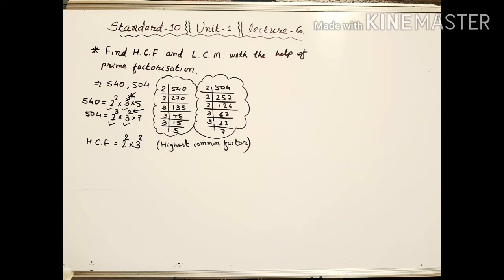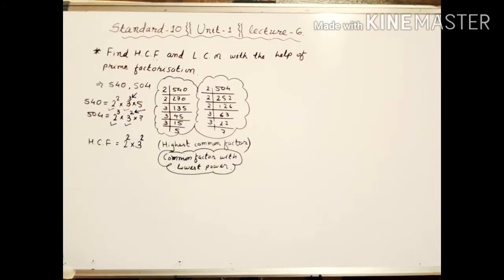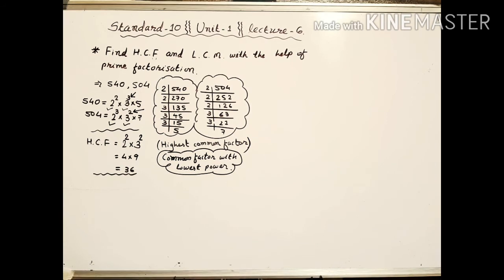Understand? So when we write the H.C.F., we will write the common factors with the lowest power. Okay, and now we'll write the value of the H.C.F., and the value of the H.C.F. of both of these numbers is 36. Let's write the L.C.M.